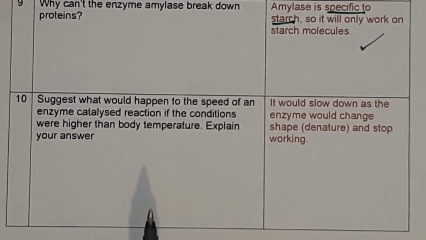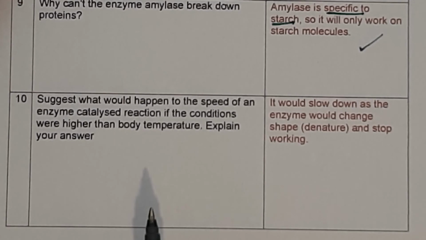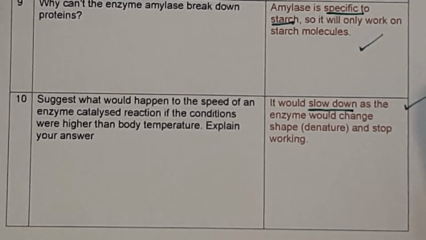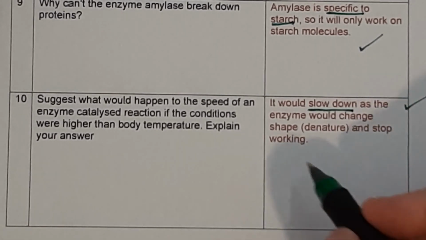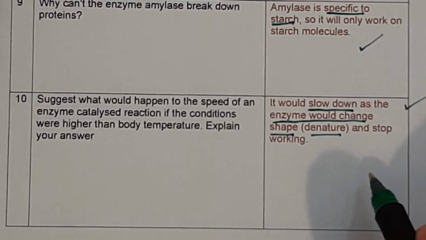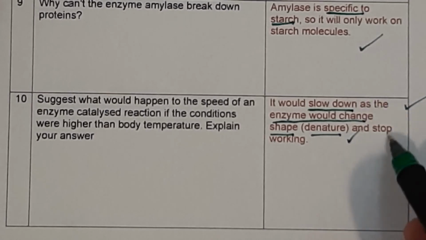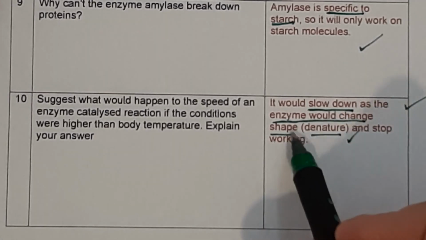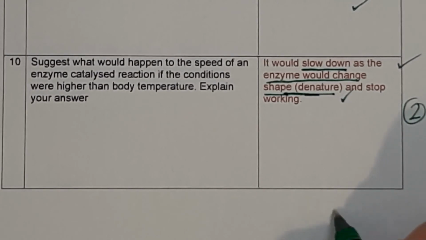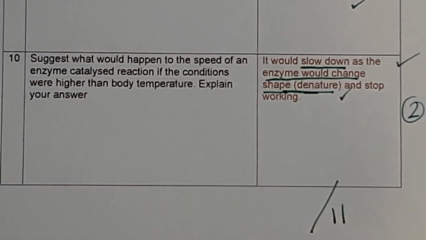Question 10. Suggest what would happen to the speed of an enzyme catalyzed reaction if the conditions were higher than body temperature. Explain your answer. So first off, it would slow down, okay? That's 1 mark. Anything to say it would slow down or stop. Secondly, the explanation is the enzyme would change shape or be denatured, okay, and that's the 2nd mark. So the 1st mark is it slows down or stops, and the 2nd mark is it's changing shape or it's denatured. Okay, so you get 2 marks for that one. So that makes this out of 11. Okay, so give yourself a mark out of 11 here at the bottom, please.